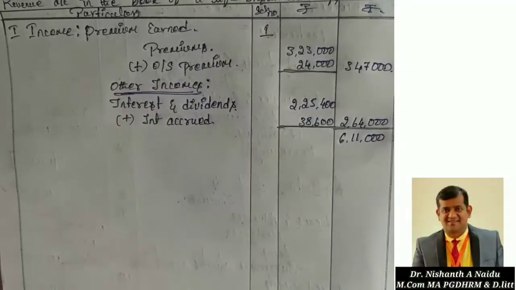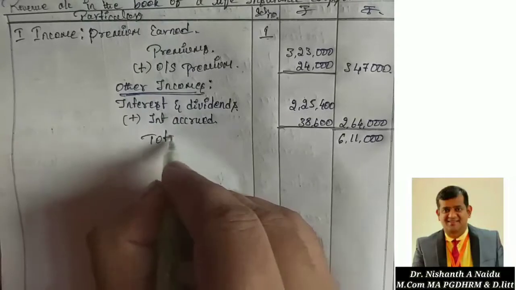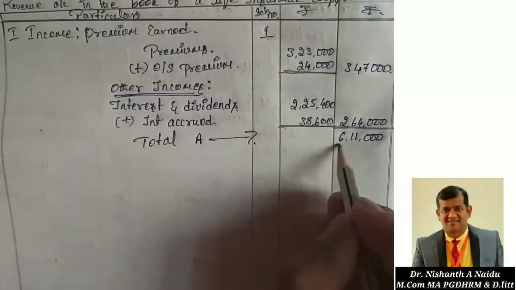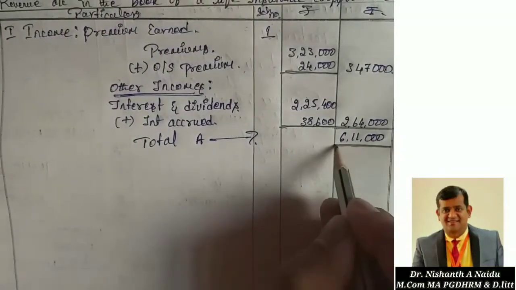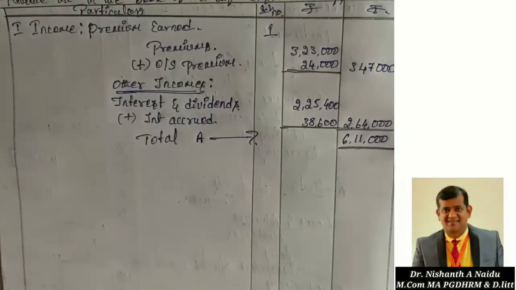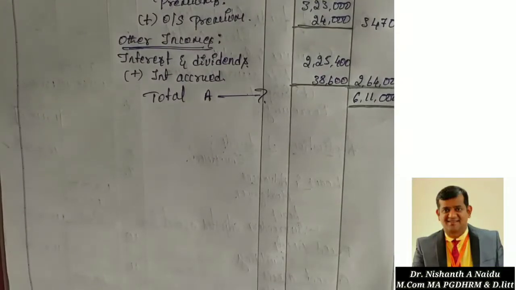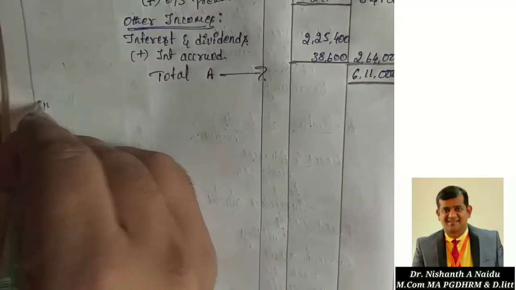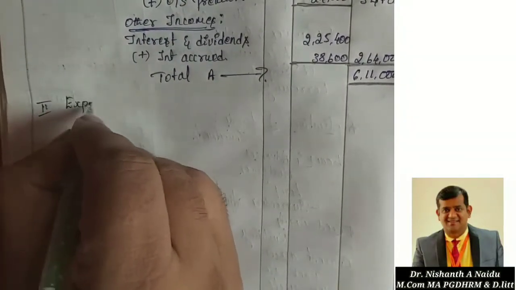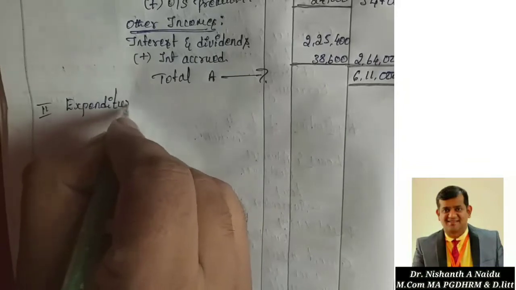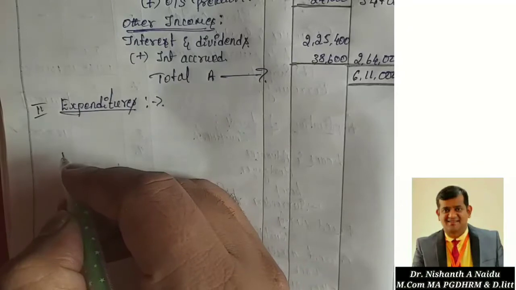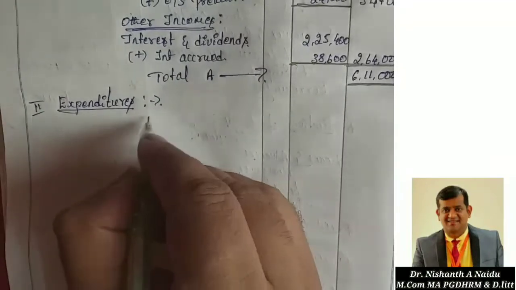6,11,000 rupees. Okay. So this is going to be total A, that is income. Total A, that is nothing but income. Okay. So next we have to go for the expenditure part, that as you all know, the second head, expenditures. Okay, fine. So under expenditures, we always have first item, that is commissions.